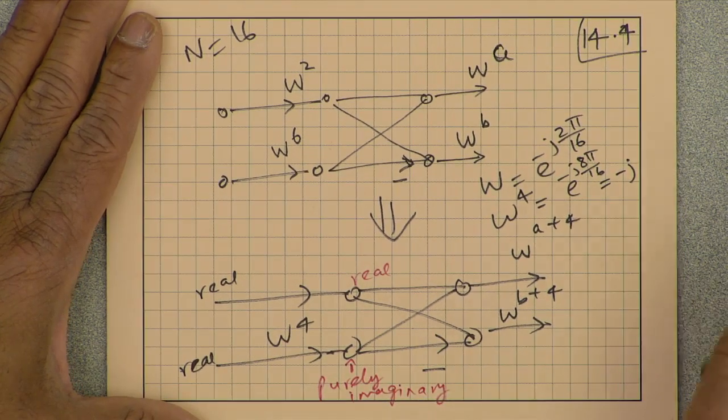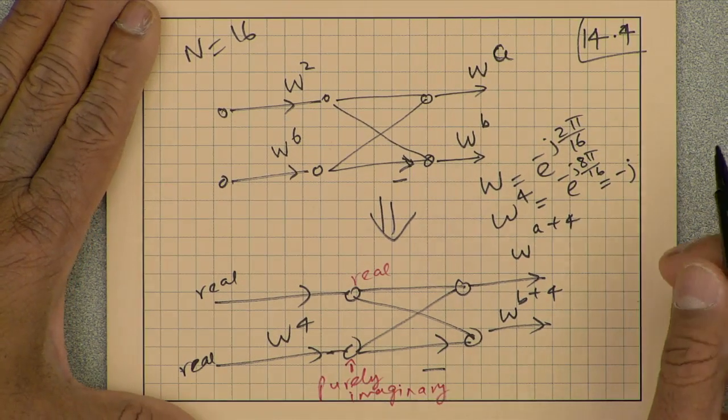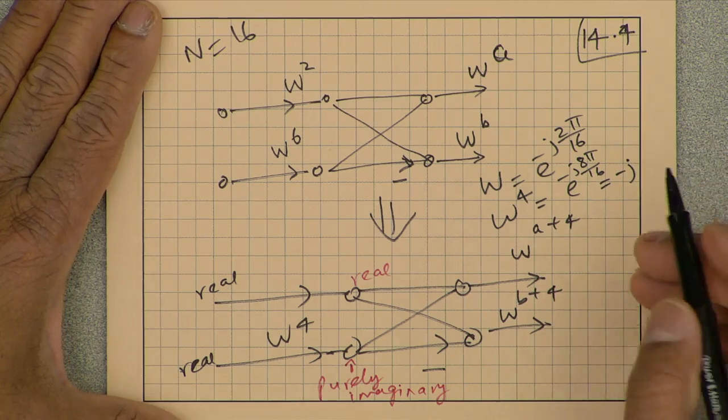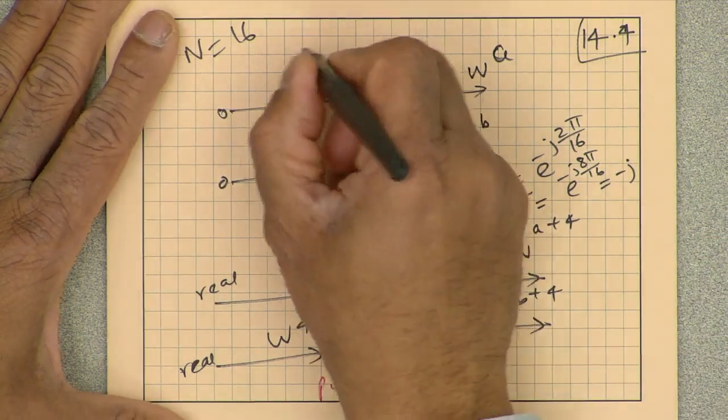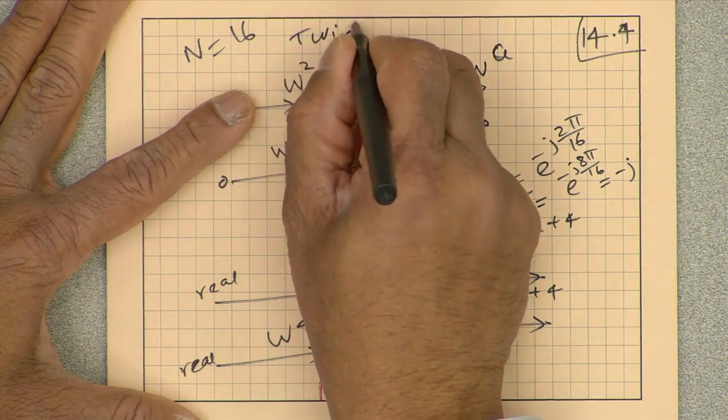So it's important to think about the fact that this is called twiddle pushing. We are pushing the twiddle factor to the right.